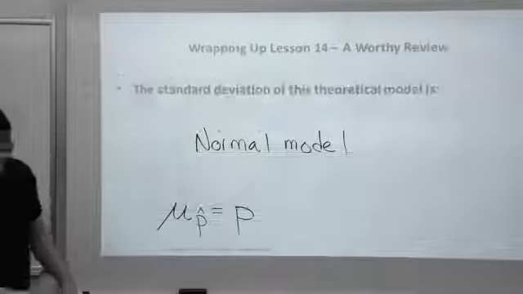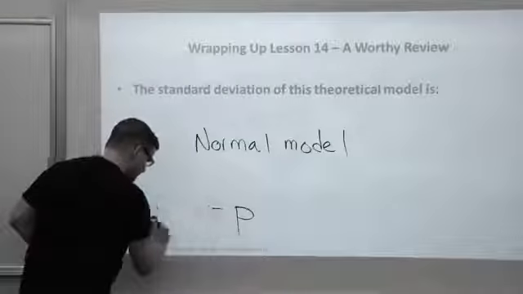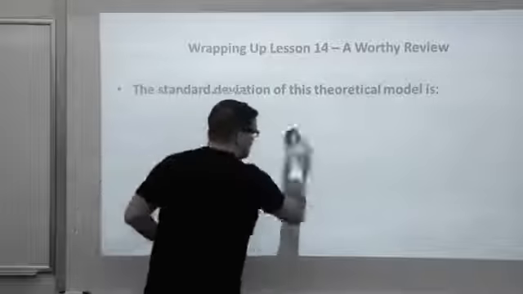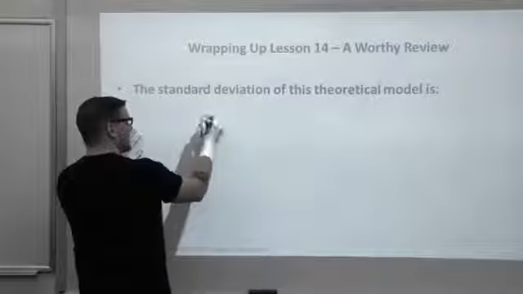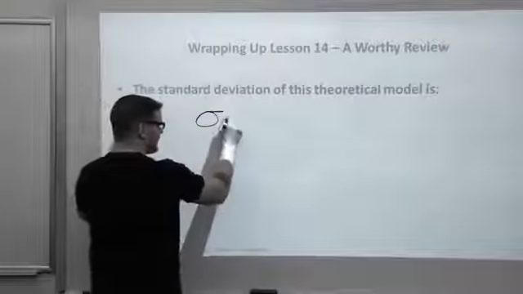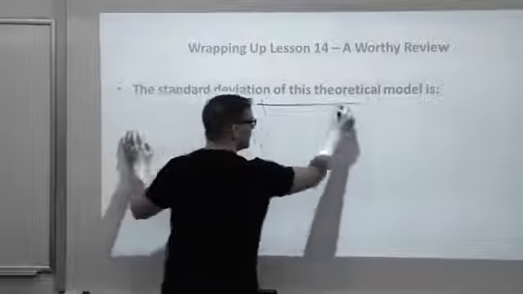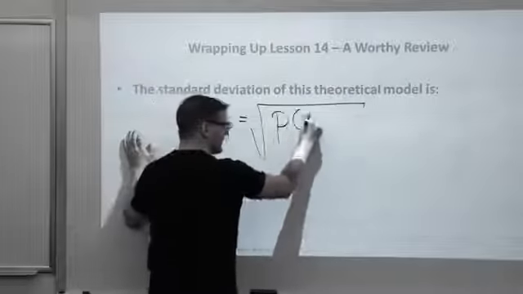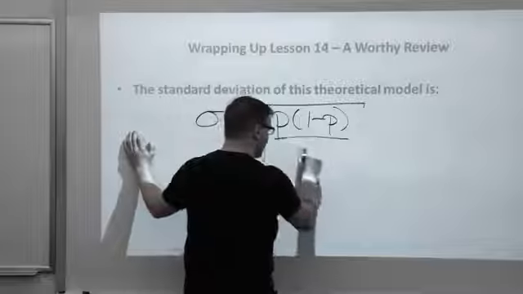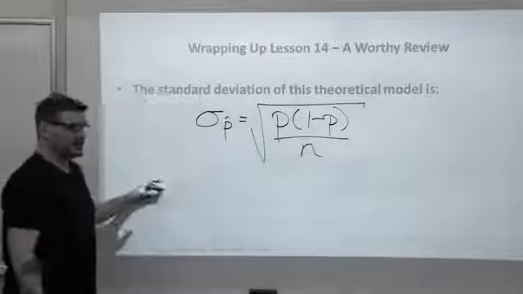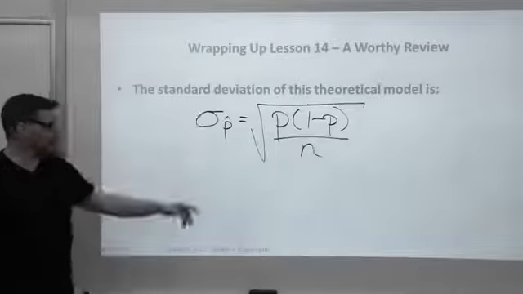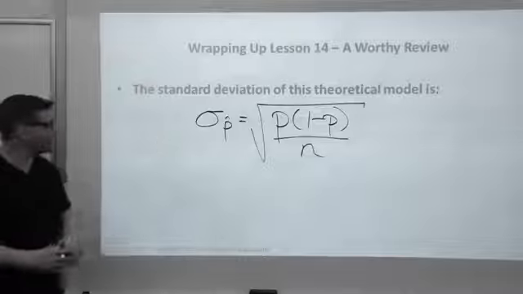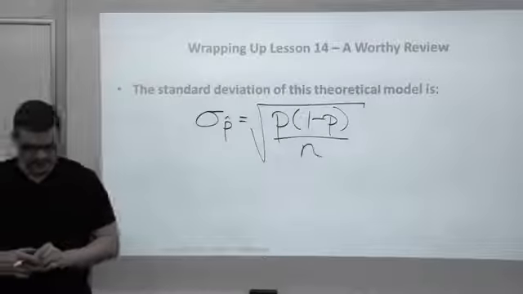That's the mean. We do need to get the standard deviation. So sigma of p hat, standard deviation of p hat equals, it's the big square root thing, p times 1 minus p all over n. So a little computation to do, but that's pretty easy at this point. We've done a few of them.